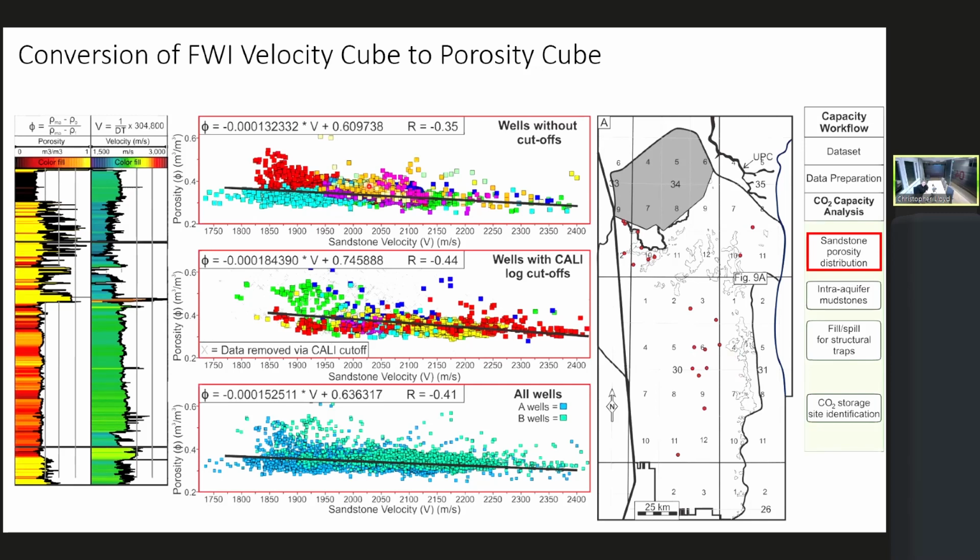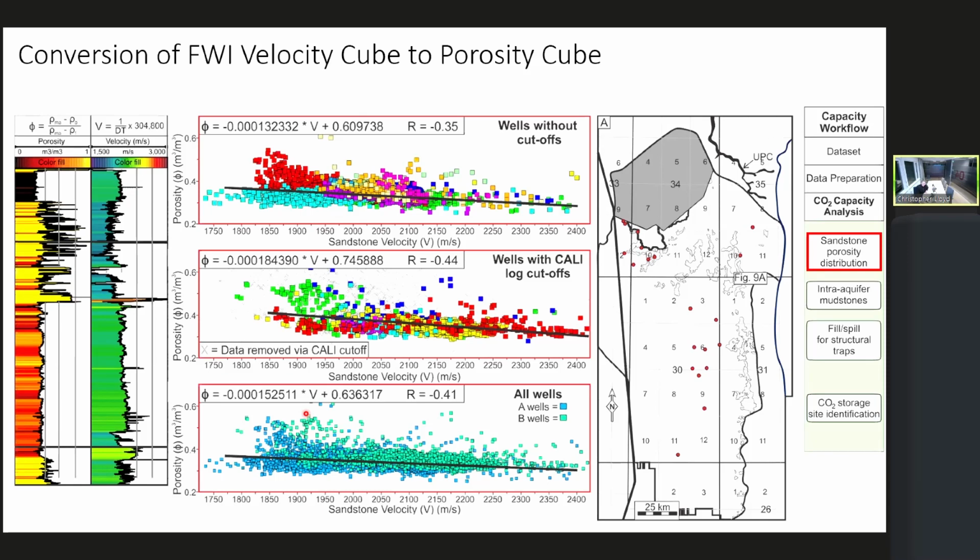So yeah, we plotted these against each other, and then we could extract the linear function. And you can see we had an R value of around 0.41, which shows a moderate to fairly strong correlation between the two variables. So we took this function and applied it directly to the velocity cube, converting it to a porosity cube within our studied interval.